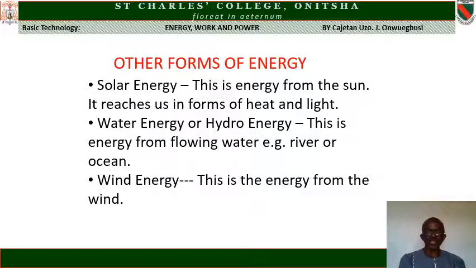Other forms of energy. We have the following forms of energy that are dependent on the major forms, like solar energy. Energy from the sun is called solar energy. It reaches us in form of heat and light. Water energy, otherwise called hydro energy, is energy got from flowing water, example river or ocean. Wind energy is the energy from the wind. It is useful in some places for operating machines like windmill.